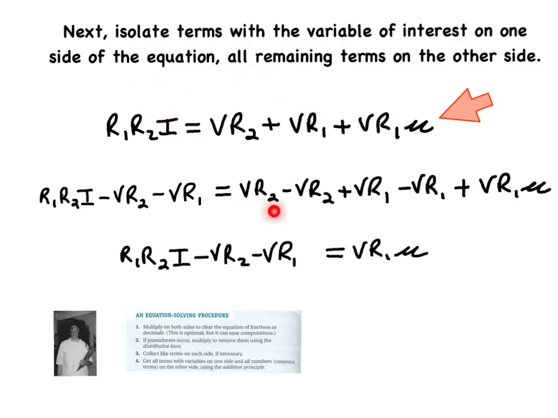How do we do that? Well, we subtract. Right? So here we're going to subtract VR2, and what we do on the right-hand side of the equation, we also do on the left-hand side of the equation. And we're going to subtract VR1 from the right-hand side of the equation and the left-hand side of the equation. This eliminates those two terms, or actually moves them over to the other side of the equation. And here's our equation, once again rearranged. And now we have the term that contains mu on the right-hand side and everything else on the other side of the equation.